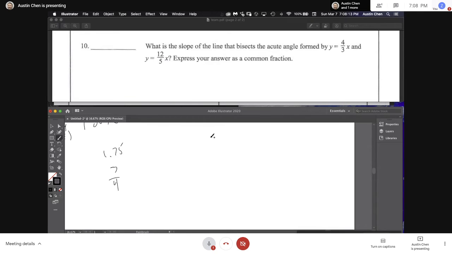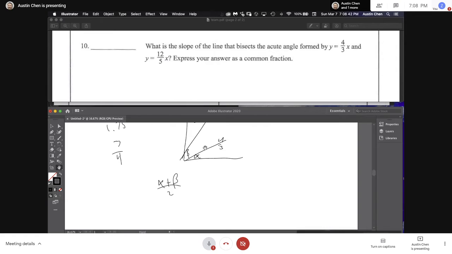So we're going to have our 12/5 line. We're going to have our 4/3 line. That's not to scale at all, but yeah. Okay, let's call the angle on our 4/3 line alpha and the angle on our 12/5 line beta. And the angle of the central line is going to be, like we said before, alpha plus beta over 2. And we want the slope of that line, so we're going to want the tangent of alpha plus beta over 2.